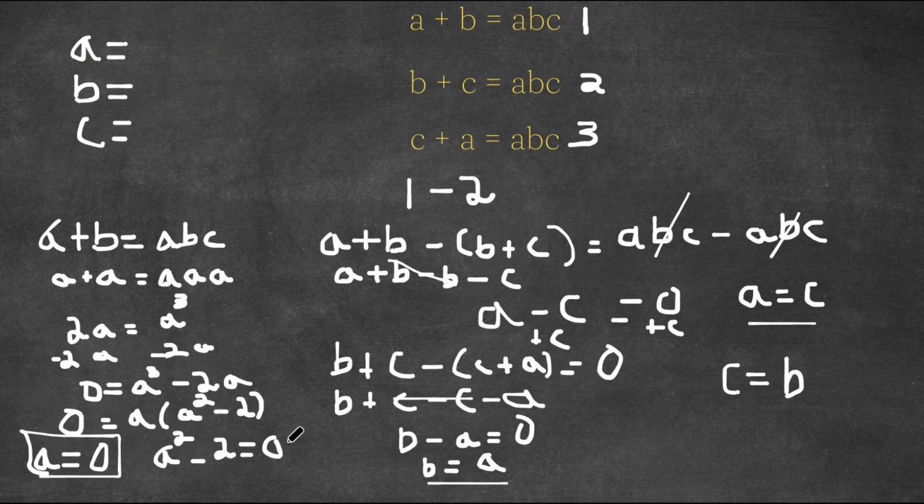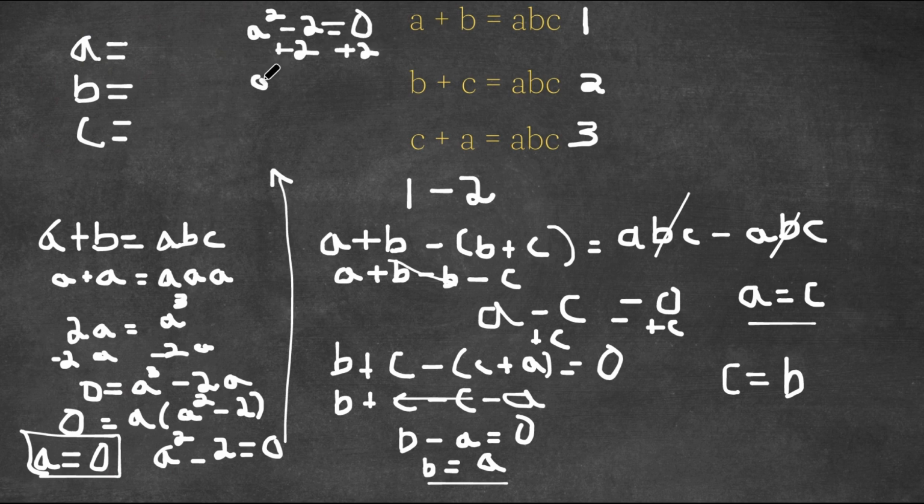So now I'm going to solve this up here. If a squared minus 2 equals 0, then we're going to add 2 on both sides. So we get a squared equals 2. Now we're going to do the square root of both sides. So we get a, because square root and power cancel out, equals plus or minus, positive or negative, square root 2.